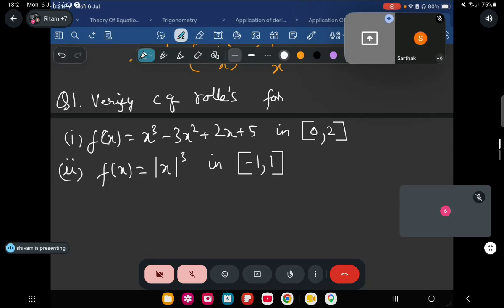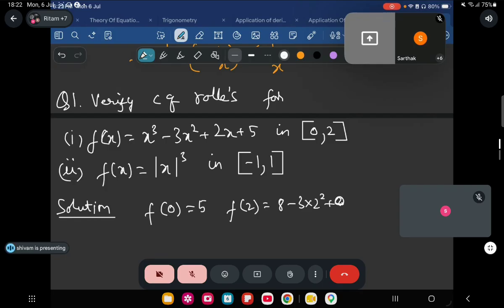Okay. So see, over here the function is continuous and differentiable, right? It is a polynomial, so it is continuous and differentiable. We just need to find out what is f of 0. f of 0 is equal to 5. And what is f of 2? f of 2 is equal to 8 minus 3 into 2 square plus 2 into 2 plus 5, right? This will also be 5 only. f of 2 is 5, f of 0 is 5.